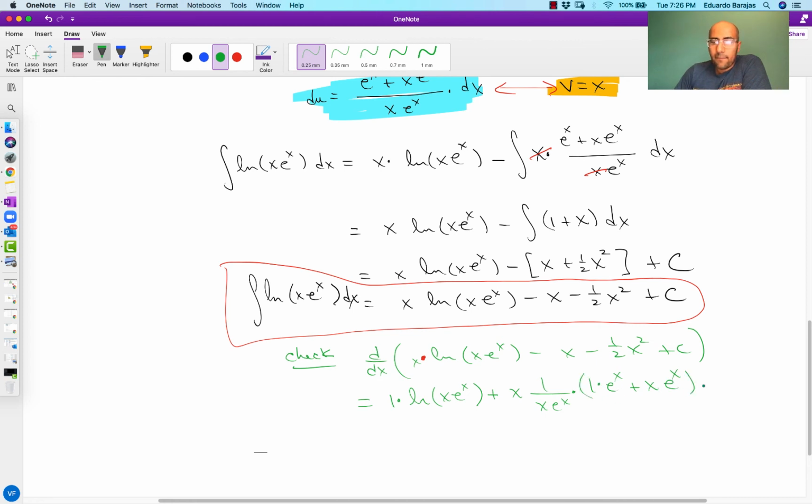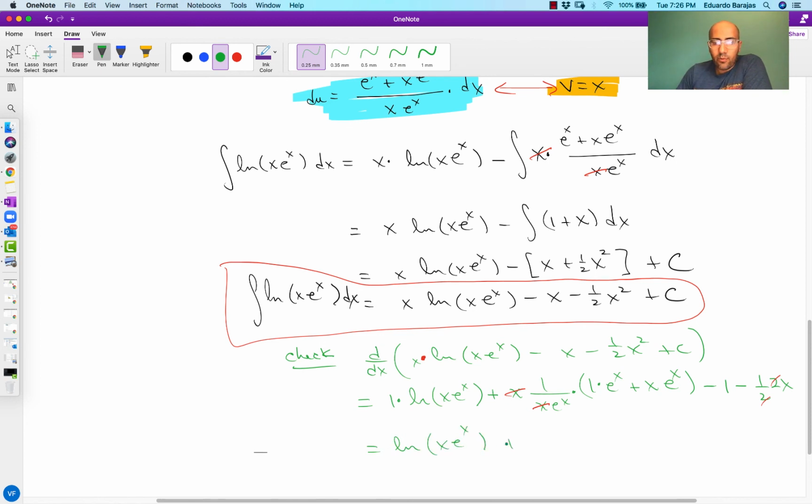Good. Minus 1 minus 1/2 times 2 times x. And then the derivative of the constant, well, that's just 0. And now things simplify quite nicely. Those guys cancel. This guy reduces with that guy. And so we end up with ln of x e to the x.